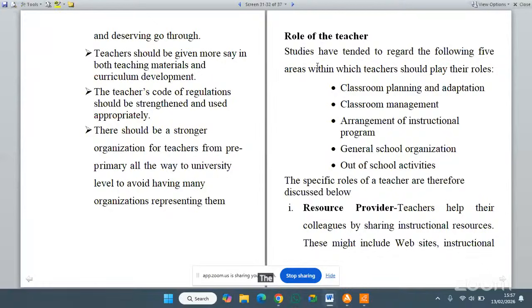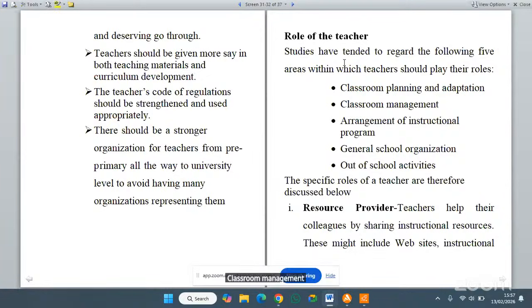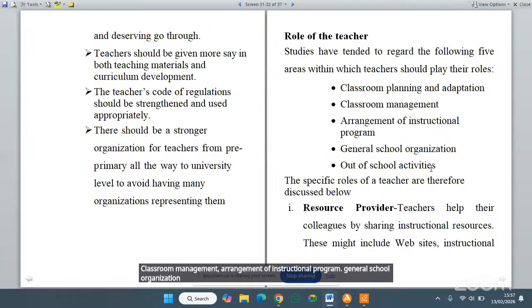The role of the teacher. Studies have tended to regard the following 5 areas. The role of the teacher is diverse, and therefore we want to look at specific roles, but they fall into the following 5 areas. One is classroom planning and adaptation, classroom management, arrangement of instructional program, general school organization, and out-of-school activities. These include activities in the community.